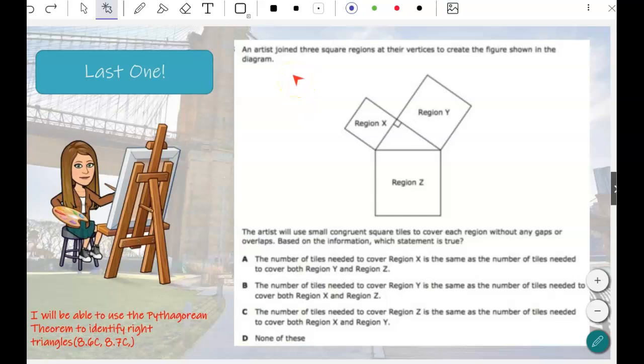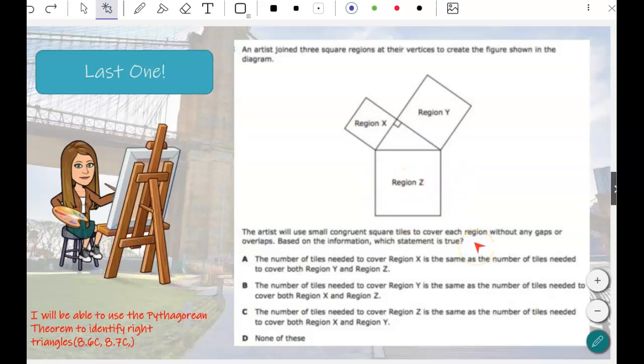All right, one more practice problem, last one. This was actually a star question, so was the previous one. An artist joined 3 square regions at their vertices to create the figure shown in the diagram. Same type of problem. We have region X, Y, Z. Now notice where your right angle is. So this one is your longest side. It's your hypotenuse. So remember from our theorem, modeling it, this region squared plus this region squared is going to be equal to this one.